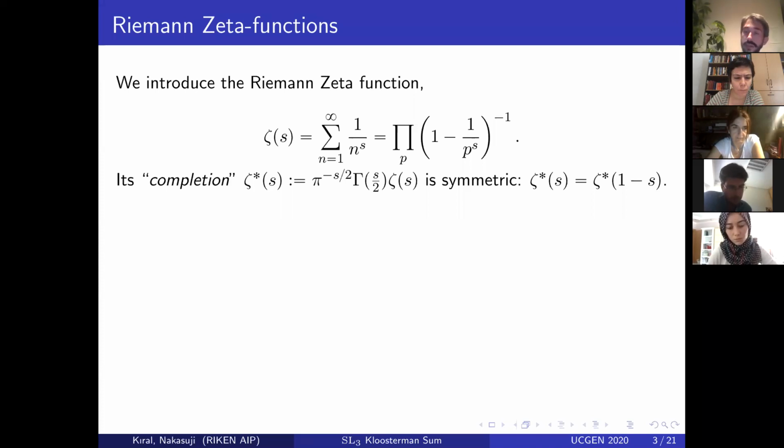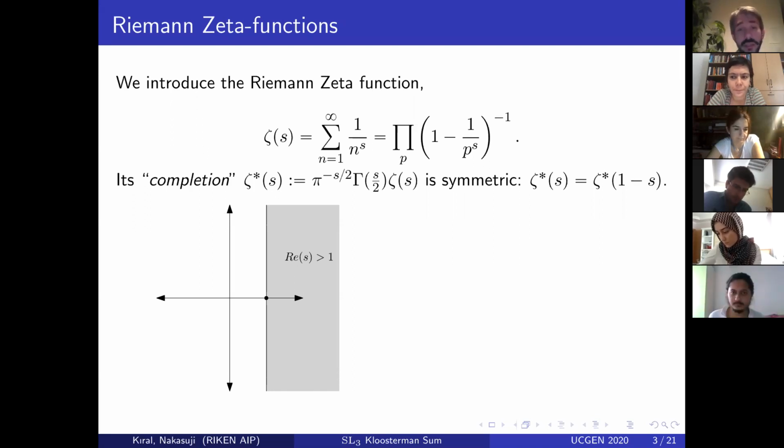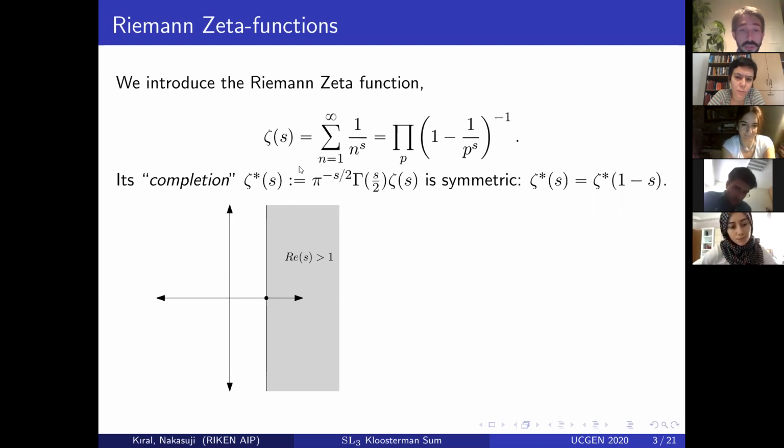Zeta star(s) is equal to zeta star(1 minus s). And with that, we understand it in a larger region. The Riemann zeta function itself, both the product and the Dirichlet series, converge only for real part of s greater than 1. So, for example, from the product expansion, we know that zeta(s) doesn't take the value 0 at any point in this gray region.